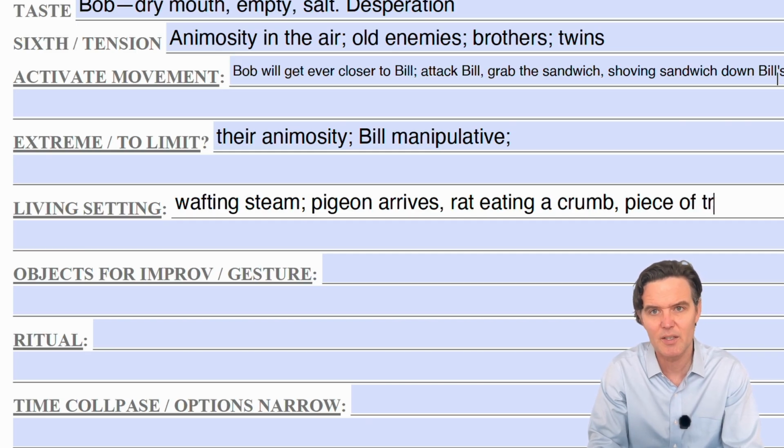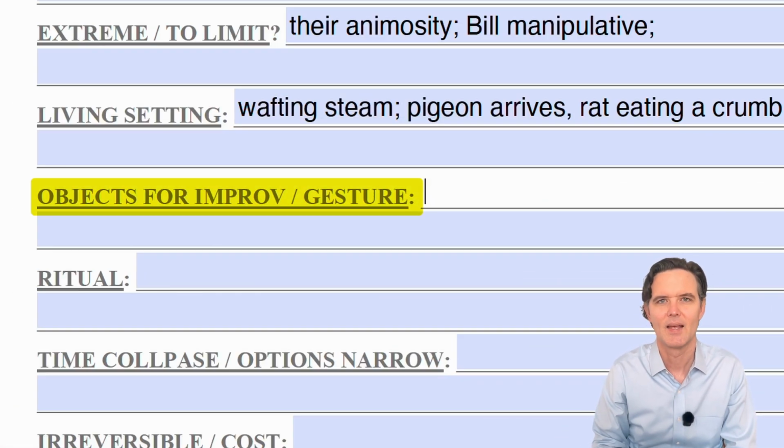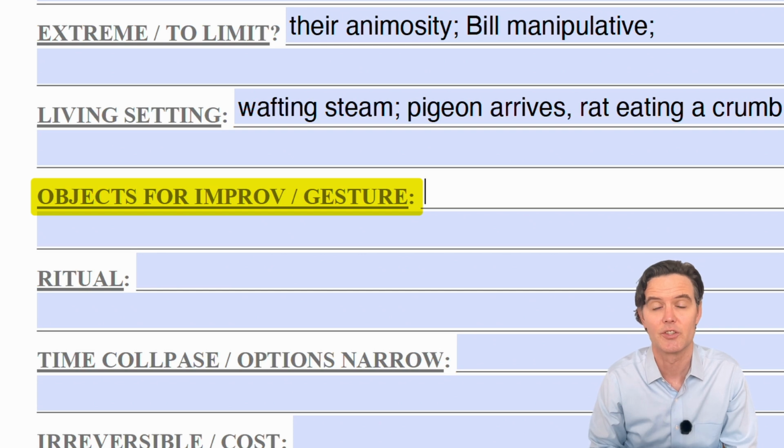A lot of the stuff on this page you write down, and it's not that you put all of it into the scene. It's just that as you're writing, you go, huh, I don't know what happens next, and you have a detail to draw on to heighten the tension, to advance the scene. Next category, objects for improvisation and gestures.